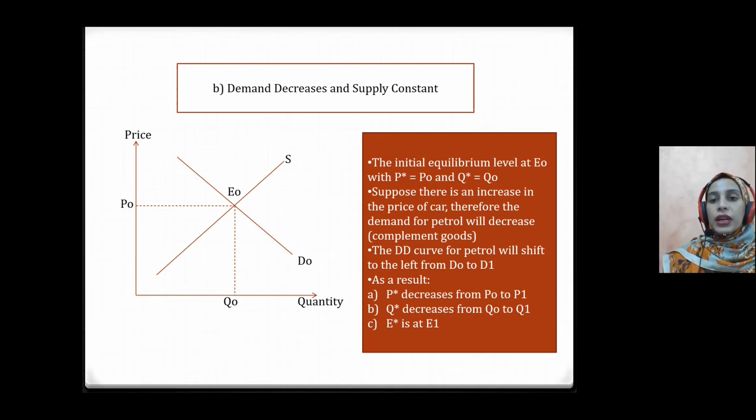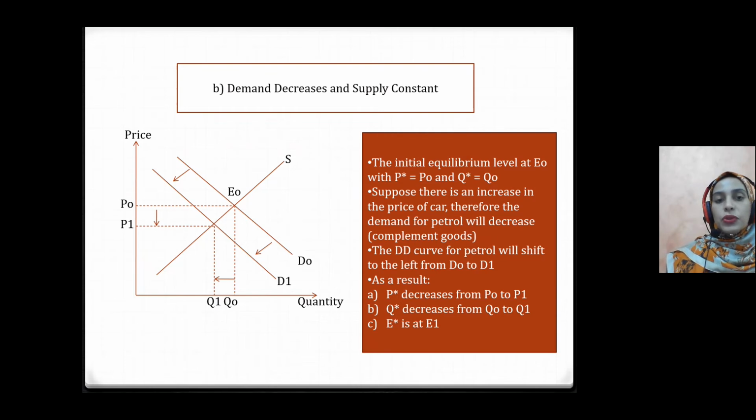So when the price of car increases, the demand for petrol will decrease. So the demand curve for petrol will shift to the left from D0 to D1. So what happened? We will have the new equilibrium point. So the price will reduce from P0 to P1, quantity reduced from Q0 to Q1, and E1 is the new equilibrium point.